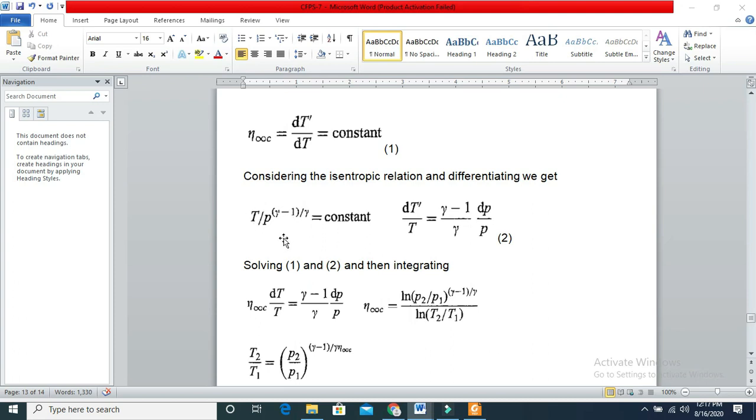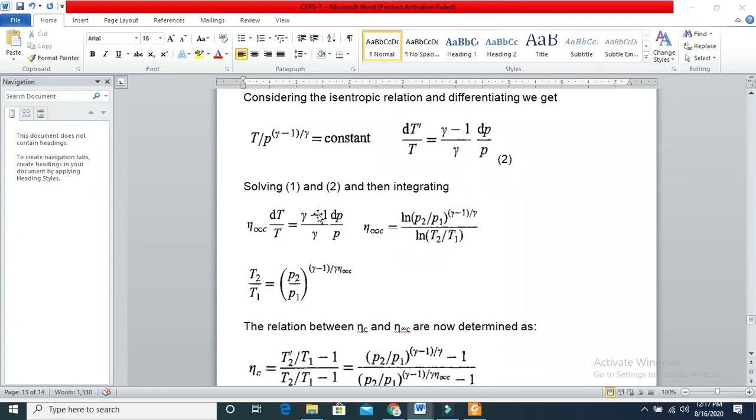This is the isentropic relation. If the process is ideal, this is the isentropic relation, and we can differentiate this relation for the isentropic conditions. So here we have dT dash, this is the ideal small temperature rise. Then we solve 1 and 2. After solving 1 and 2, this is our equation. Then we integrate, and after integration, this is our equation through which we can determine the polytropic efficiency of a compressor stage.